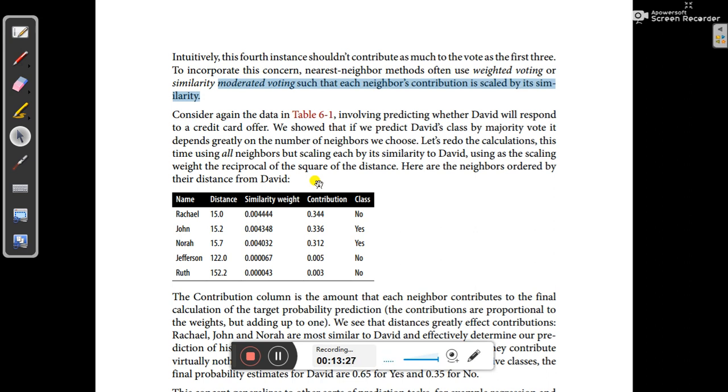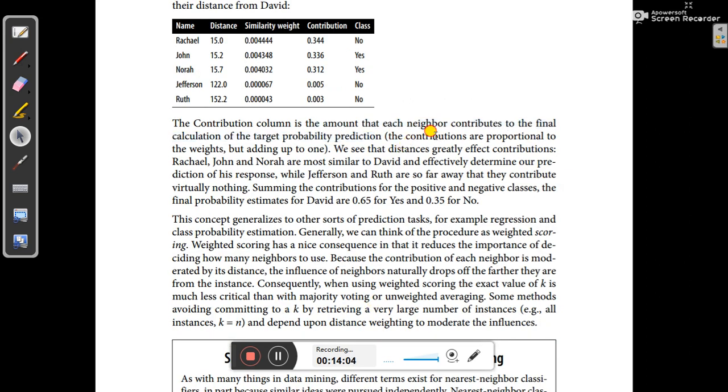It depends greatly on the number of neighbors we choose. Let's redo the calculation, this time using all neighbors but scaling each by its similarity to David, using as the scaling weight the reciprocal of the square of the distance. Here are the neighbors ordered by their distance from David. The contribution column is the amount that each neighbor contributes to the final calculation of target probability predictions. The contributions are proportional to the weights but adding up to 1.